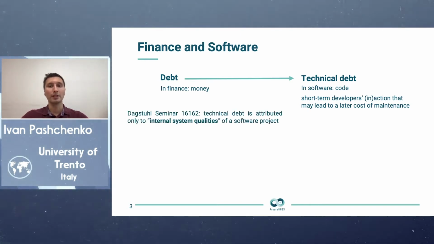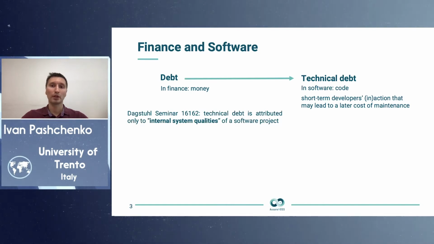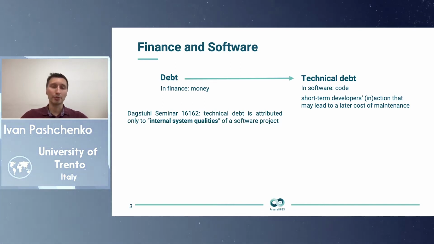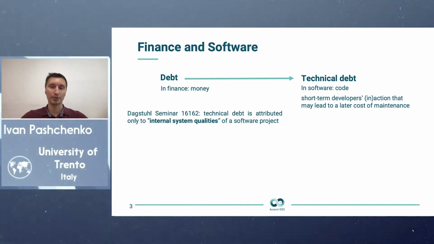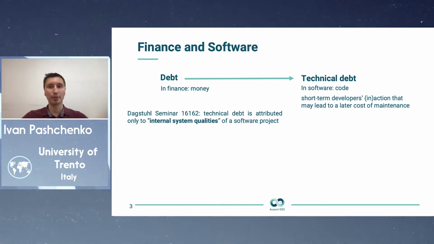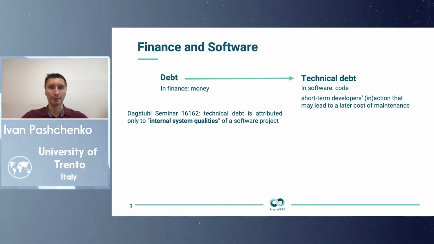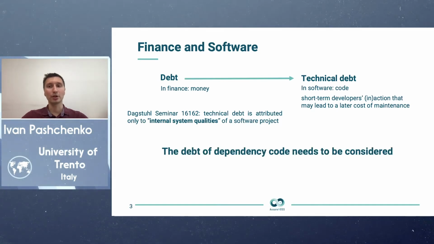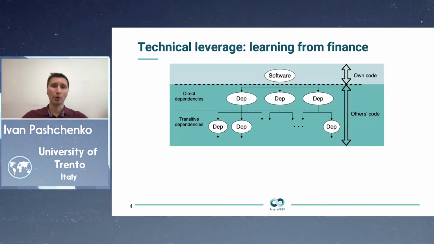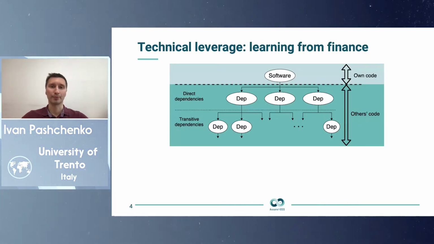However, the prior literature stated that technical debt is attributed only to internal system qualities of a software project. And therefore, the concept of technical debt does not apply to usage of software dependencies. However, the weight of dependency code needs to be considered. For this, we introduce the notion of technical leverage.